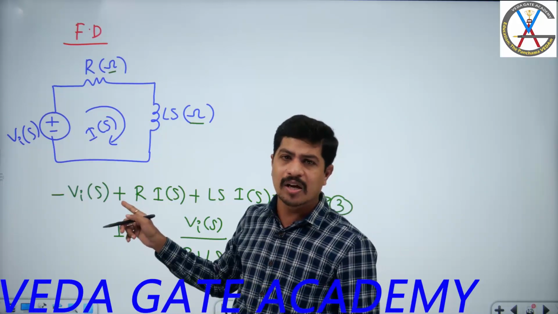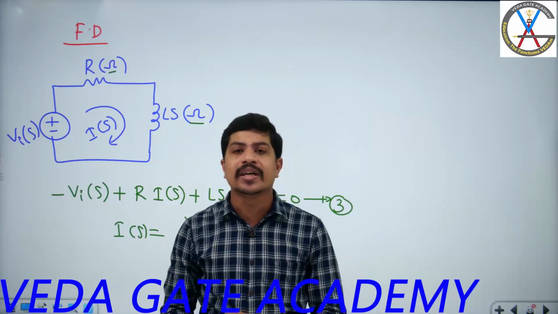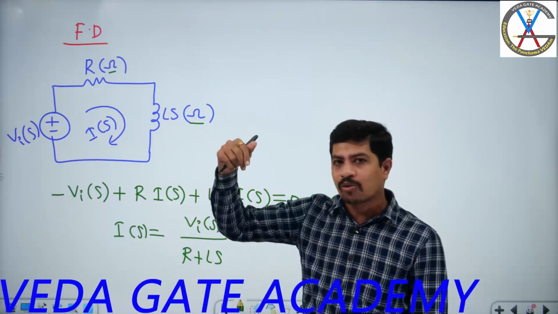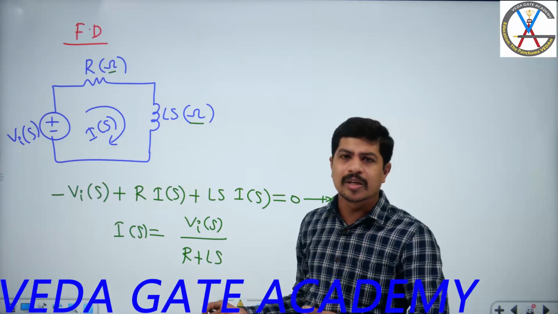I of S is equal to what? VA of S by R plus LS. Done. Now, which one is easy? This one is easy. There I have to find complementary function, particular integral. But here, it is just simply an algebraic equation and solve it.